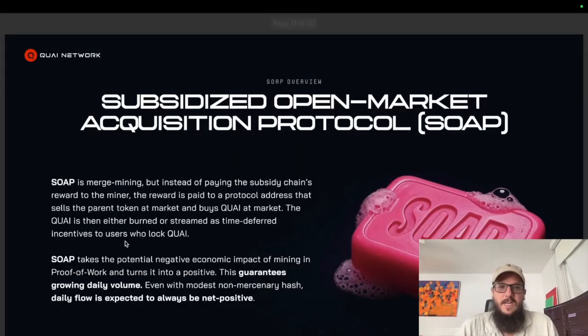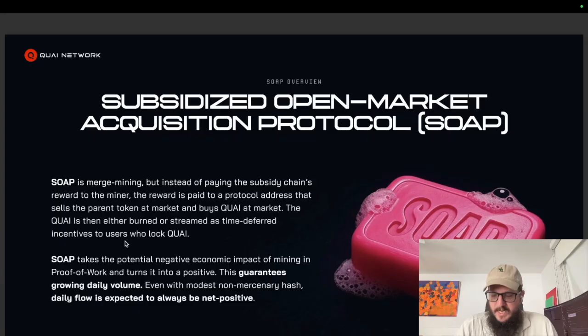So what exactly is SOAP? SOAP is merge mining, but instead of paying the subsidy chain's reward to the miner, it's paid to a protocol address that sells the subsidy token to buy Quai, and then that Quai is either burned or is used to reward staking of Quai.